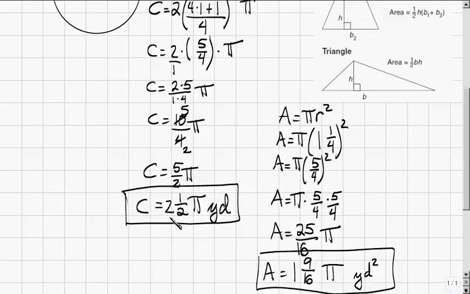So, going around the circle would have a circumference of 2 1/2 pi yards, and that circle would also have the area inside of it, the material of it, being 1 9/16 pi square yards. And those are our answers.